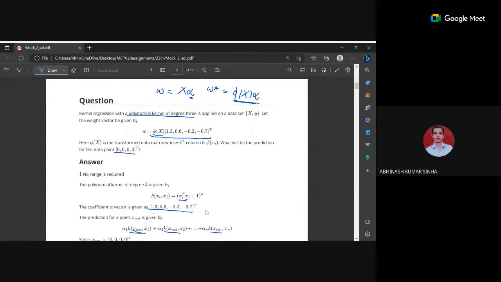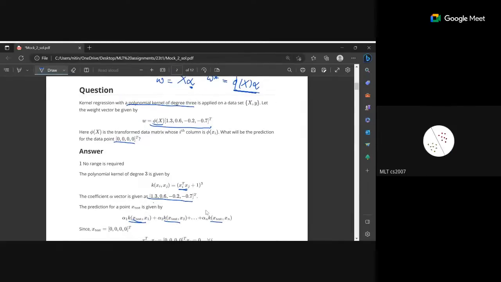Sir, what will be the value of alpha 1 into k of x test and x1? This is your alpha 1, alpha 2, alpha 3, alpha 4. Now you have to find k of x test and x1. What is your x test? X test is the zero vector, and the kernel function is just x test transpose x1 plus 1, raised to power 3. This will be zero because your test data point is zero, so your kernel function is 1 for all the data points. Whatever you put, you are taking a dot product with a zero vector, so this must be zero, and your kernel function value will be 1 for all of these.